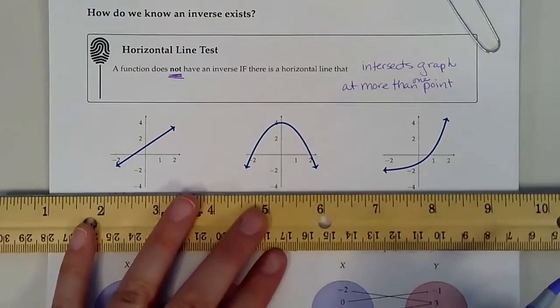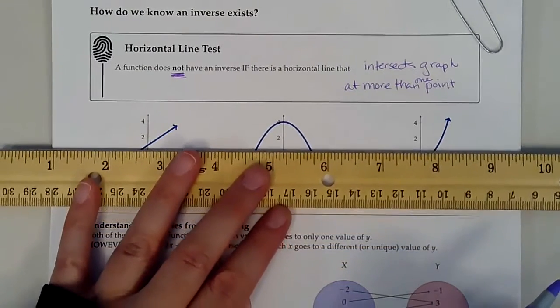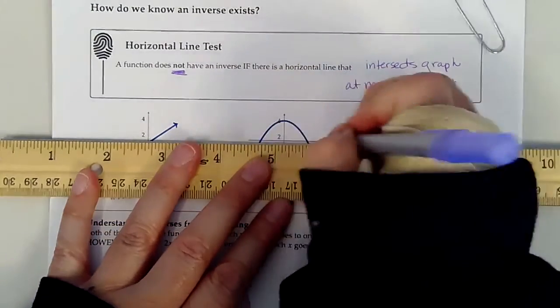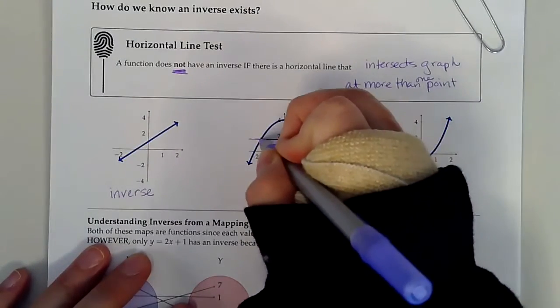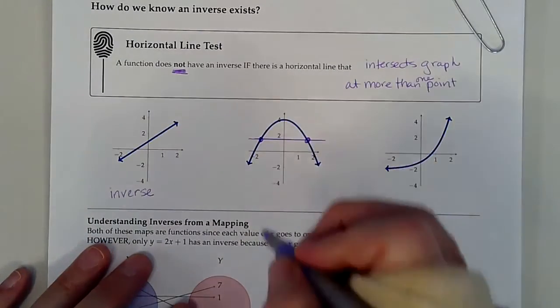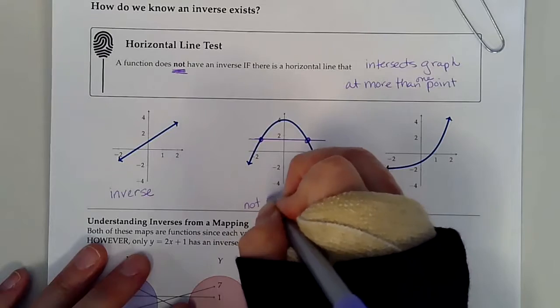The second picture, the one in the middle, as I move my horizontal line, I'm seeing that it's touching my function in more than one place. Right, so this particular horizontal line touches in those two spots. So this middle one is not invertible.